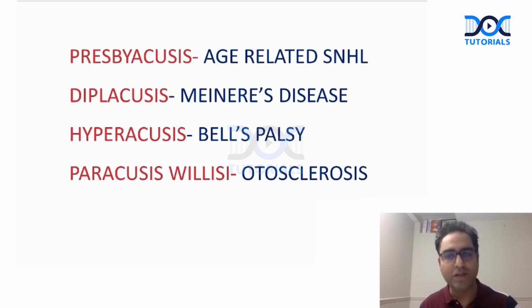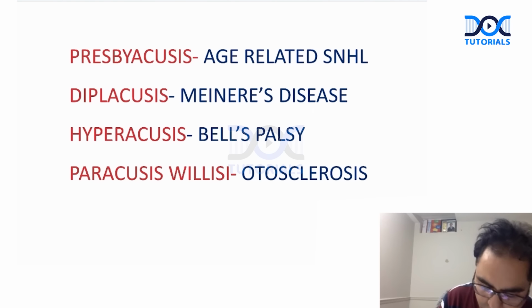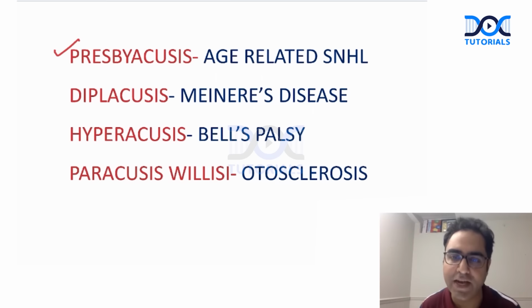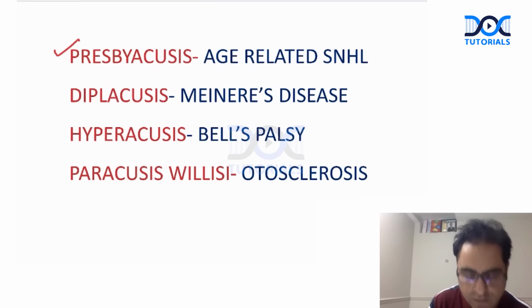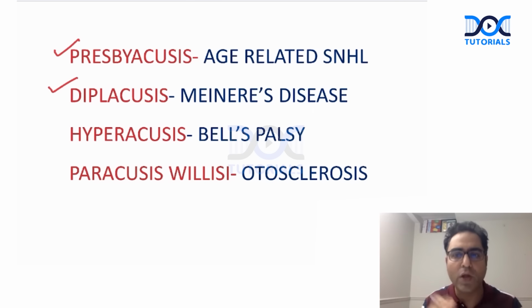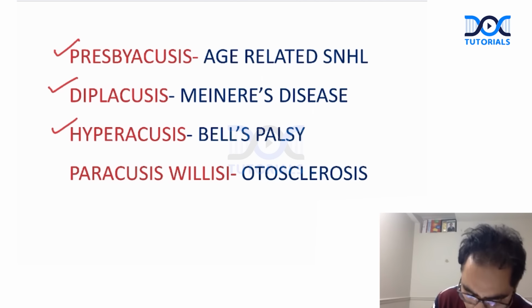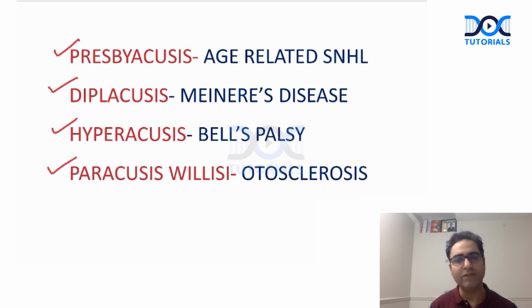Let us revise the 4 questions which are asked in the exam. Presbycusis is age-related SNHL, which is bilateral. Like presbyopia, presbycusis is age-related sensorineural hearing loss. Diplacusis, doctor, I hear same sound in 2 different frequencies, is a feature of Meniere's disease. Hyperacusis, as we discussed just now, is Bell's palsy. Paracusis willisii is a feature of otosclerosis. Once again, let's revise. Presbycusis is age-related SNHL. Diplacusis is a feature of Meniere's. Hyperacusis is a feature of Bell's palsy, and paracusis willisii is a feature of otosclerosis.